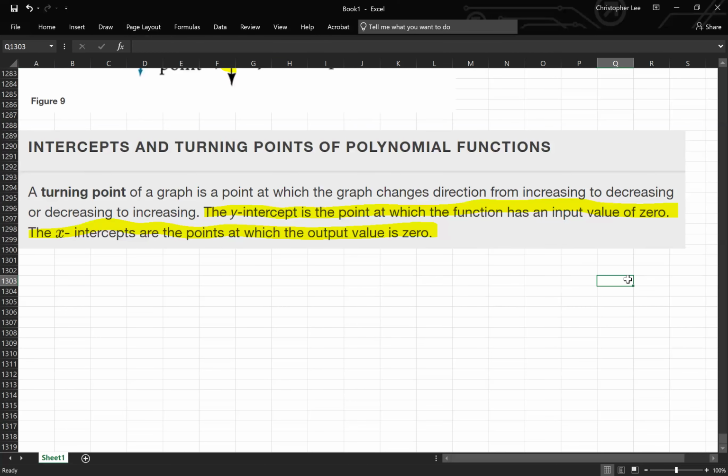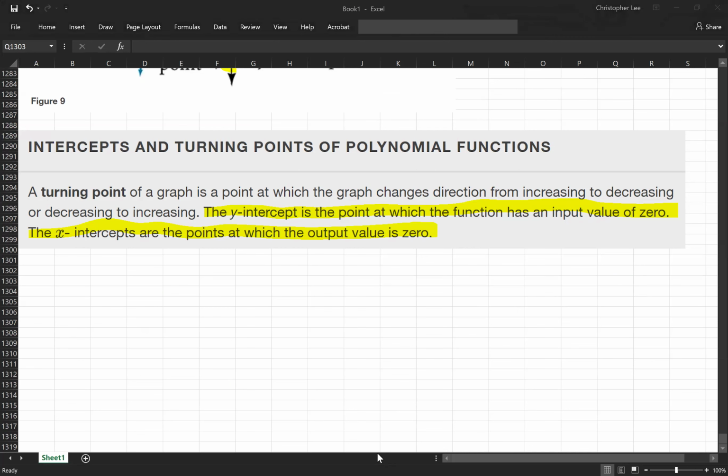So, intercepts and turning points of polynomial functions. A turning point of a graph is a point at which the graph changes direction from increasing to decreasing, or decreasing to increasing. The y-intercept is the point at which the function has an input value of 0. The x-intercepts are the points at which the output value is 0. All right. Nothing new here.